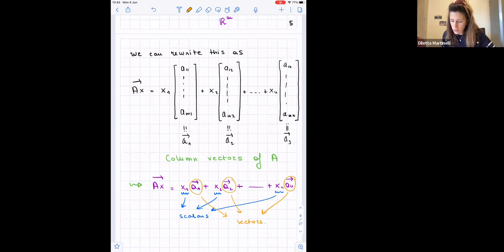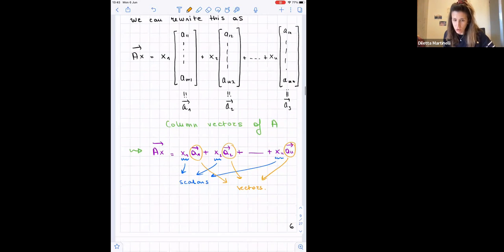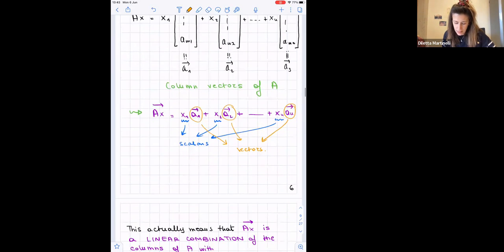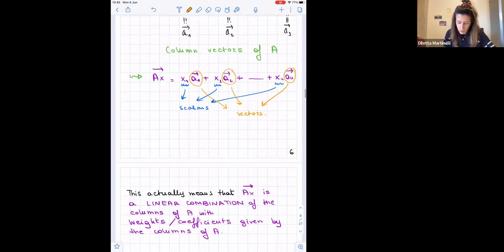And this expression is what we call a linear combination of vectors. So we have a certain number of vectors and we multiply them with scalars and we add them together. So this is what we call a linear combination. So we could interpret the multiplication between a matrix and a vector as the linear combination of the columns of the matrix, where the coefficients, sometimes called the weights, are given by the entries of the vector x.